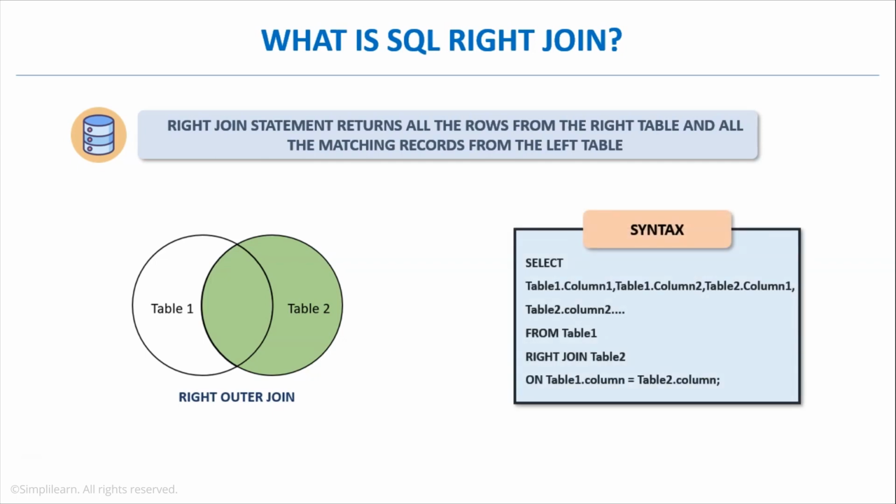Let us now look at the syntax of SQL Right Join. The syntax is the same and it is followed as select table1.column1, table1.column2, table2.column1 and so on. These are basically the columns that you want to display in your resultant table. From table 1, right join is the keyword we use here, table 2 on table1.column equals table2.column. Now that we've understood what is SQL Right Join, let us jump into MySQL Workbench for the execution part.